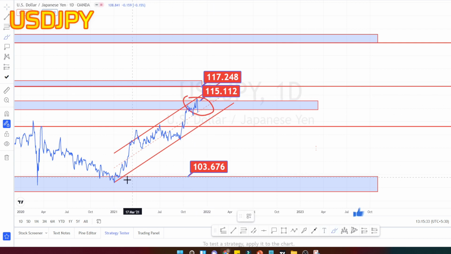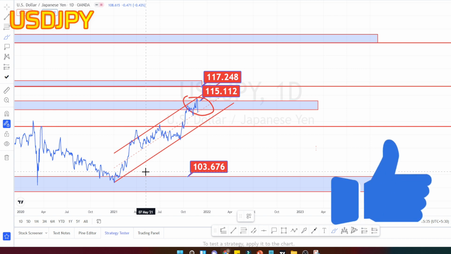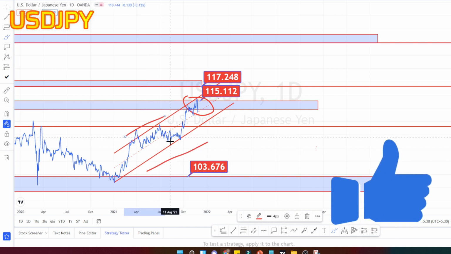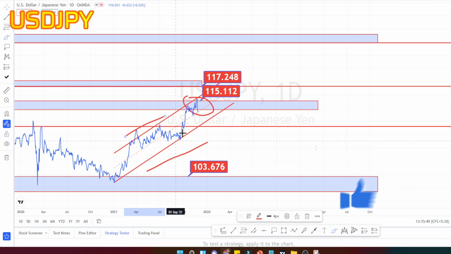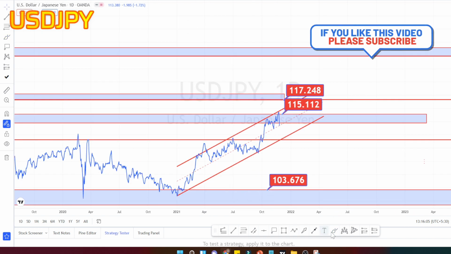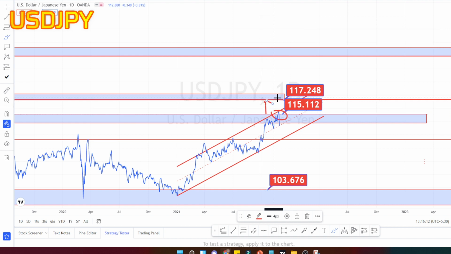I have also marked the channel pattern to make it easier to understand the trend of the market. It is very nicely moving within this channel pattern. So only if it breaks this resistance level, we can expect the market to go on the bullish trend and test this next level of resistance. Presently, it has momentarily broken this resistance level and it has retraced.